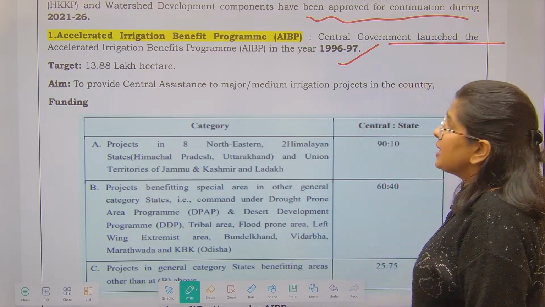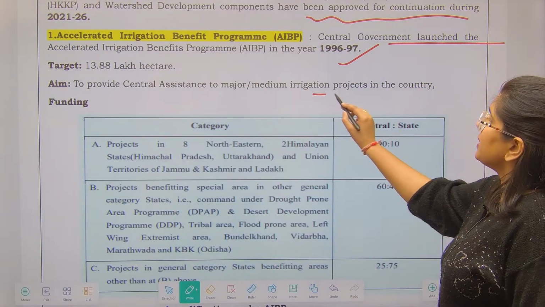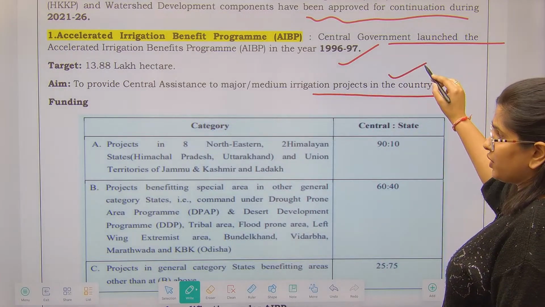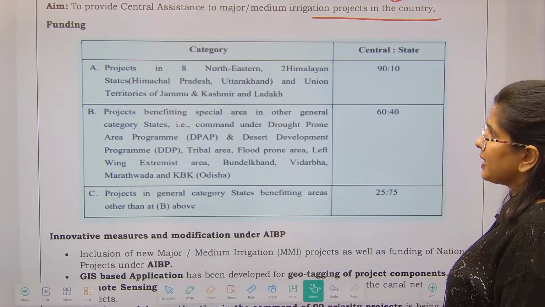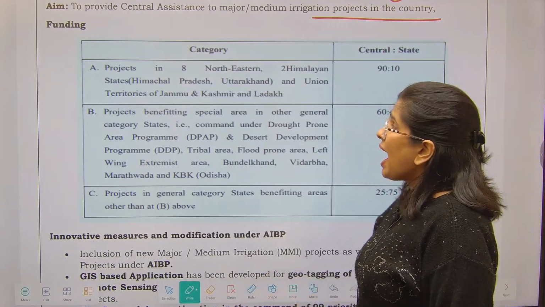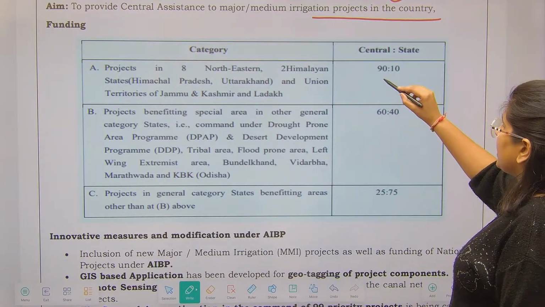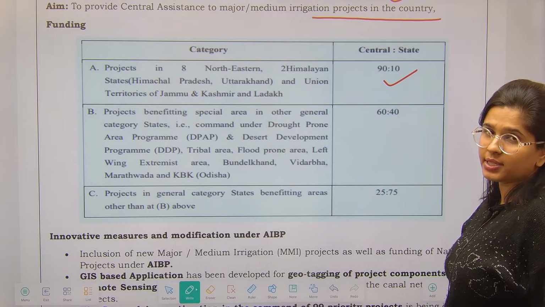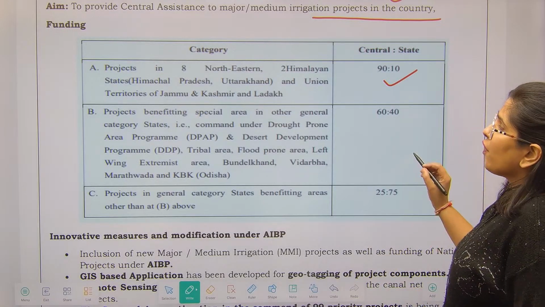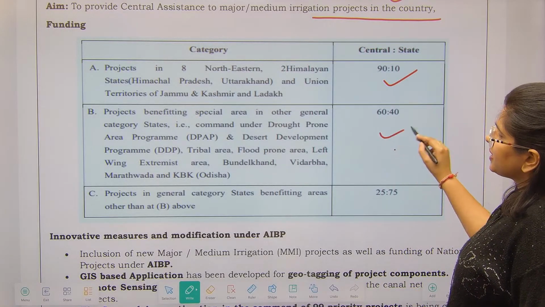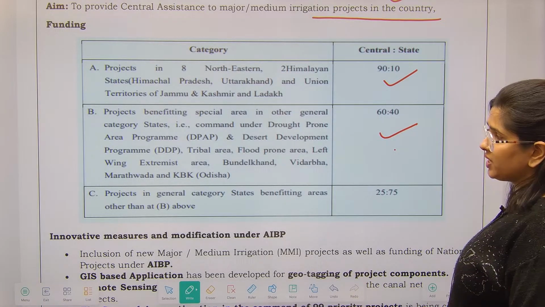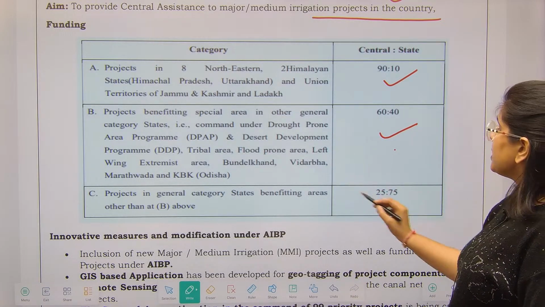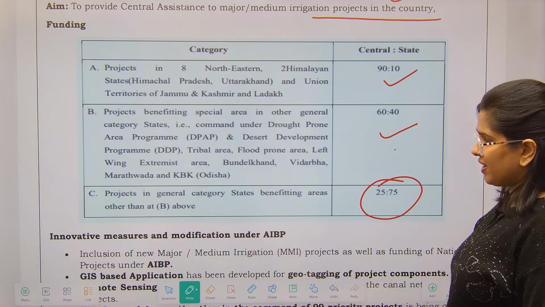The aim is to provide central assistance to major and medium irrigation projects in the country. Now, how is the funding going to happen? For the 8 northeastern states, 2 Himalayan states, and the UTs of Jammu and Kashmir and Ladakh, it is 90:10, that is the central component, right? For the other category states, 60:40 is there, and for projects in the general category benefiting areas other than these states, it is 25:75.